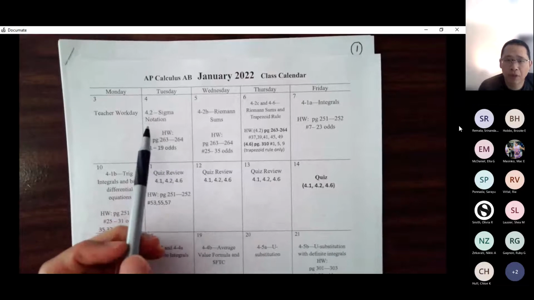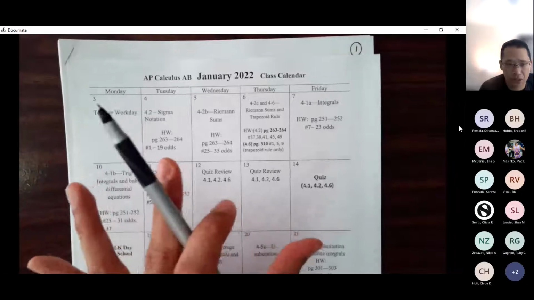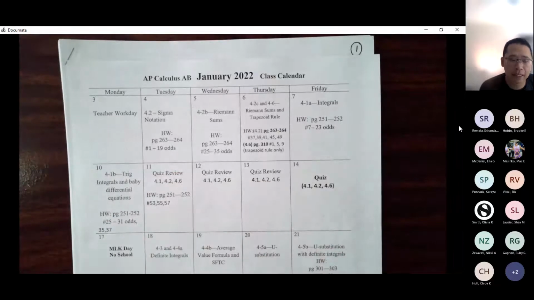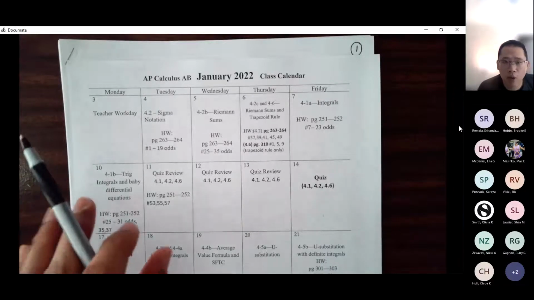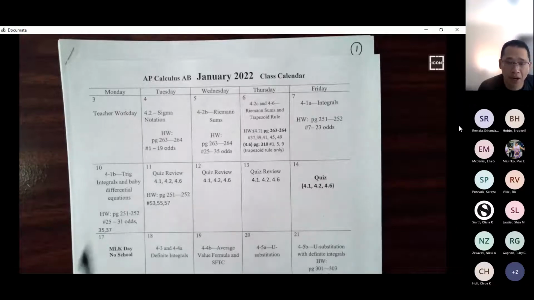So we're going to start chapter 4 today. First semester was all about derivatives, which is slope related. This semester is all about antiderivatives, which is basically undoing the derivative process that we learned first semester. Application-wise, what that means is now we're going to be dealing with area, volume of regions under a curve. First semester was all about finding the slope of an ever-changing curve. Now we're dealing with area under an ever-changing curve.